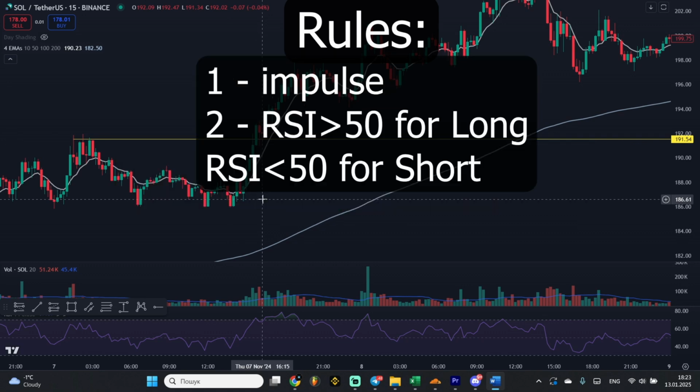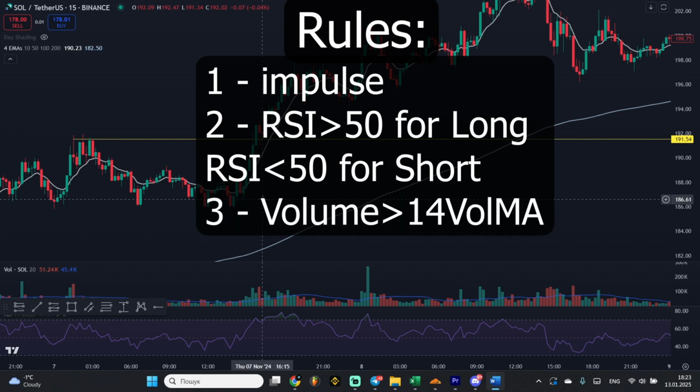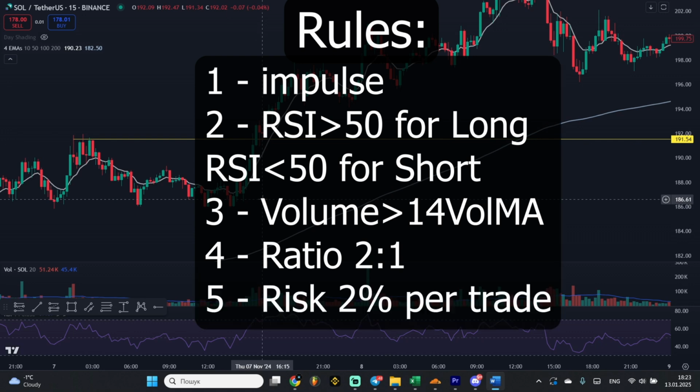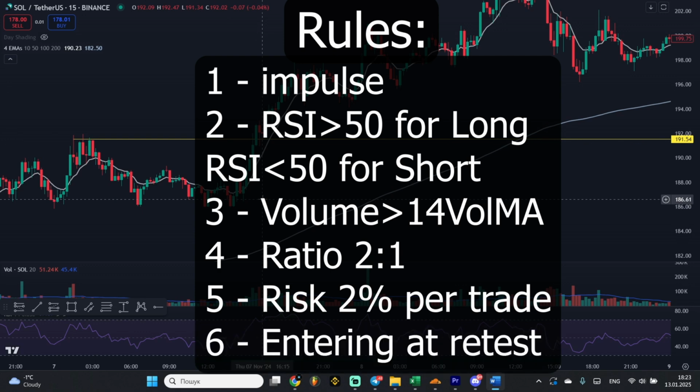Secondly, RSI should be above 50 for long and below 50 for short. Volume should be greater than the 14th volume MA. We are going to target 2-to-1 ratio while risking 2% of the capital per trade. Also, stop loss should be placed at the recent swing high or low, and take profit would be 2 times the amount of stop loss. We are going to open a position at the retest, and if a fair value gap was created and there is no retest, stop loss should be placed beyond the fair value gap.